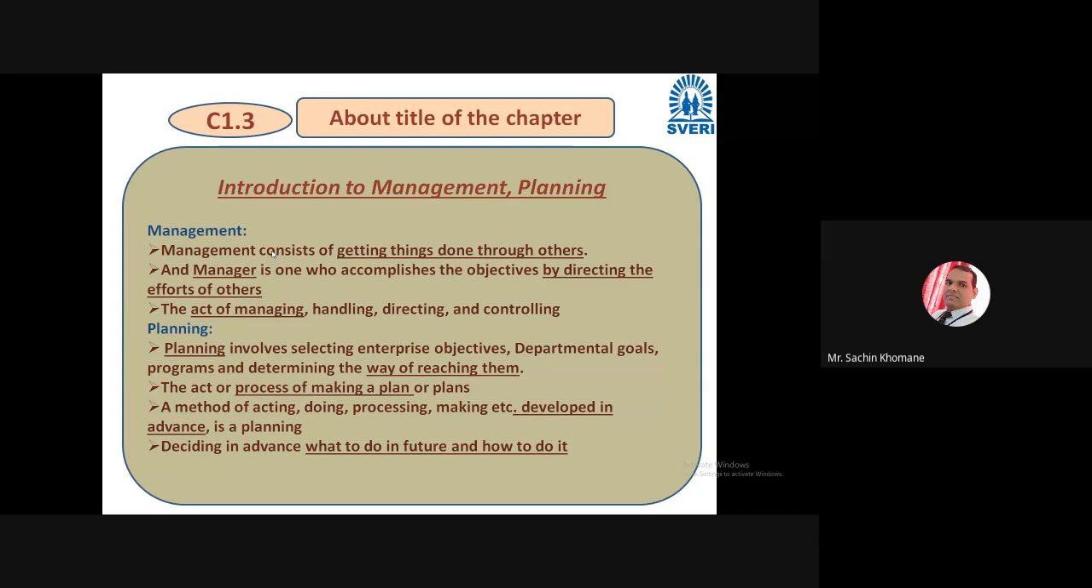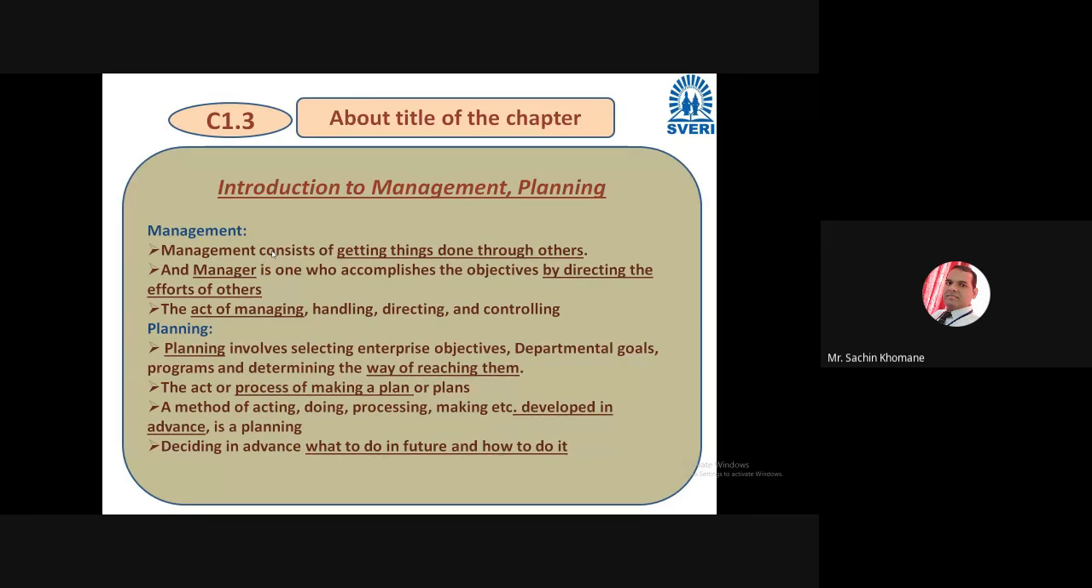So as a manager, you will be the boss, and you will have so many subordinates along with you. Getting the work done from them is the management. A very simple definition: whenever anybody asks you what management is, management is nothing but getting the things done through others.